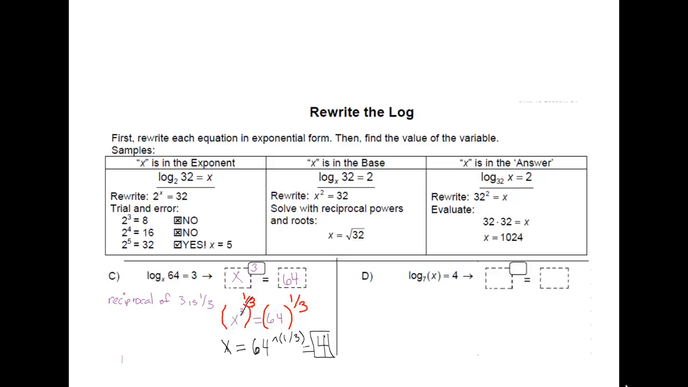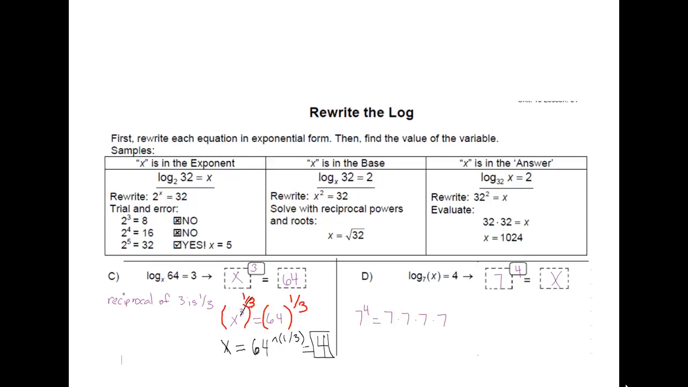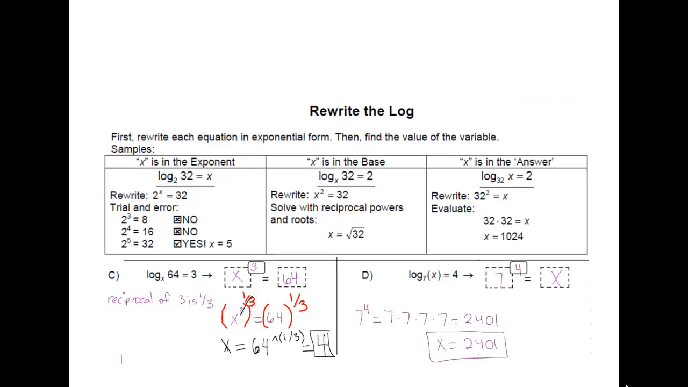Moving on to example D. Log base 7 of x equals 4. We rewrite this as 7 to the fourth power is equal to x. This is the one where we actually have to work it out. Now 7 to the fourth is 7 times 7 times 7 times 7, which is equal to 2,401. That would be your x.